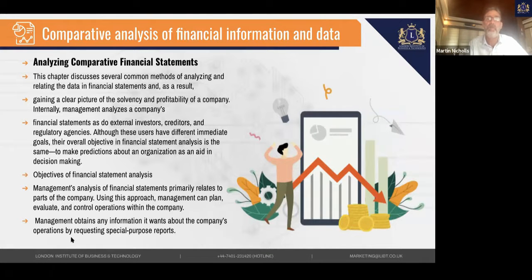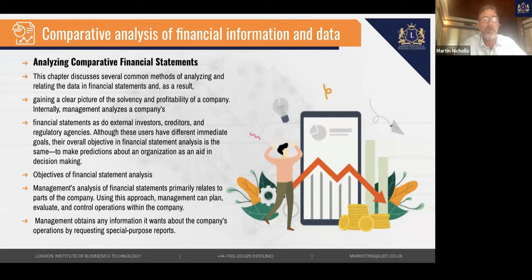Let's start having a look at some of the common methods of analyzing and relating the data in financial results, in fact, financial statements. And as we do that, we start to gain a much more clear picture of the solvency and profitability of a company. Solvency and profitability are the two words here that really make a difference, I think. And they're the two words that we're really looking at all through our analysis of the organizations that we're actually looking at. So, what is the profitability and how solvent is the organization? Solvency means how quickly can it pay its debts and all that type of thing as well.